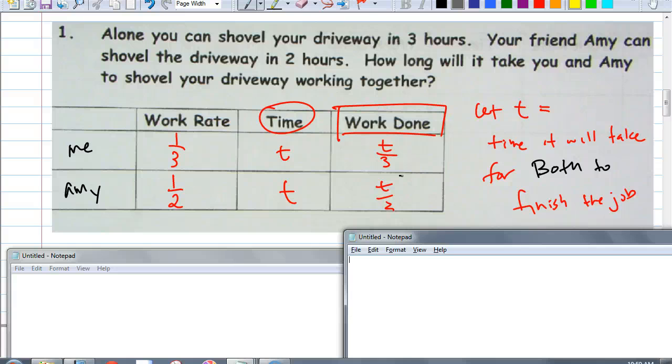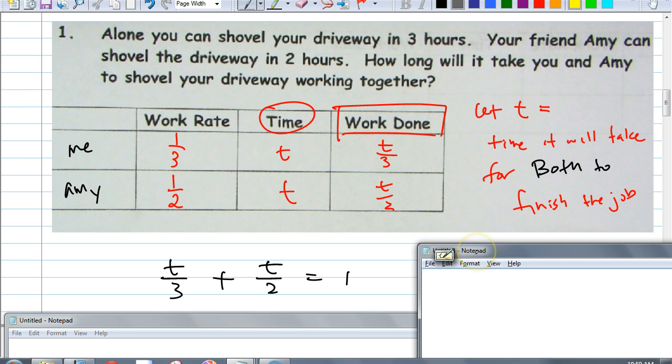No, because it's got to be less than 2, right, John? Here you're adding the time together, but we should be adding the work done. Look, John, let's say I've done 40% of the job. How much has Amy done? 60%. When you add them together, how many percent have we done? 100%. So we want to know when the job will be done, right? At the end, it should be all done, which means 100% of the job. So this is how many percent I've done, and this is how many percent Amy has done. When you add them together, it should equal 1. So this is your equation: T over 3 plus T over 2 equals 1.